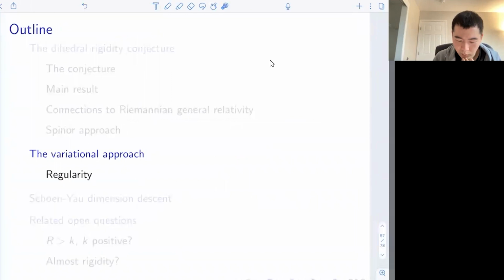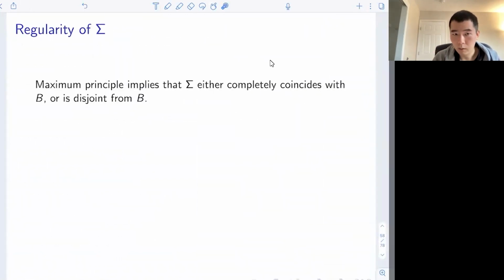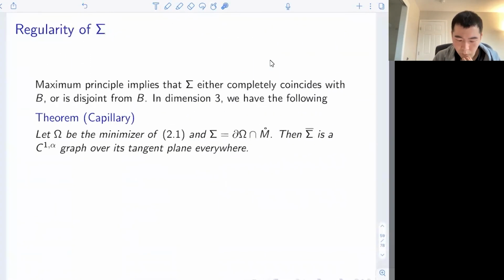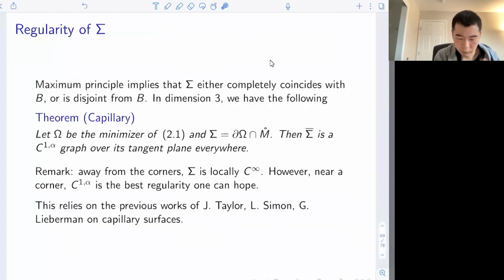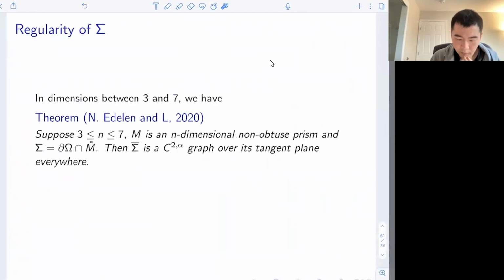I'll just tell you some of the regularity results I've been able to prove. In 3 dimensions, the capillary minimizer is going to be C1 alpha graphical over its tangent plane everywhere. The difficulty is, of course, the regularity near the corners. Away from the corners, the sigma is locally smooth. But near the corner, I believe C1 alpha is the best kind of regularity you can hope for. But this is enough, because once you have such a surface, you can apply the Gauss-Bonnet formula and deduce what we want.